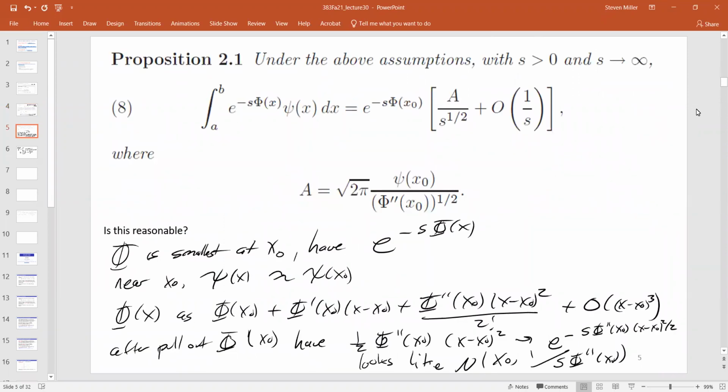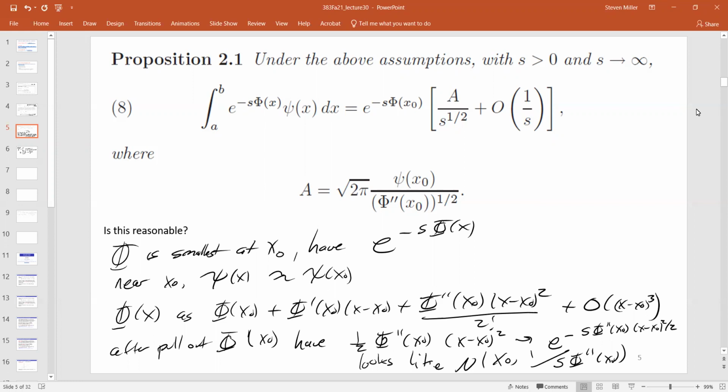Okay, and so the result, and we talked about why this was a reasonable result, is the e to the negative s phi of x0. Well, that's just pulling out the constant term. And then we saw the square root of 2 pi, the phi double prime, and this is coming from it looking like a Gaussian. And so near x0, c of x is approximately c of x0. And so that's where the c of x0 is coming from in the numerator.